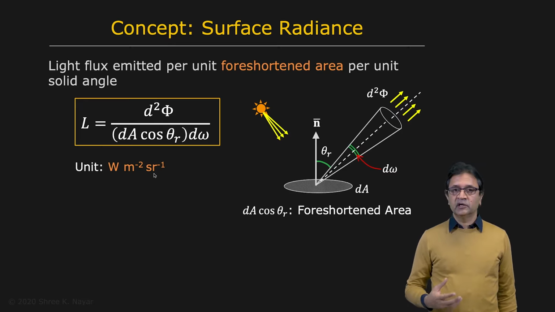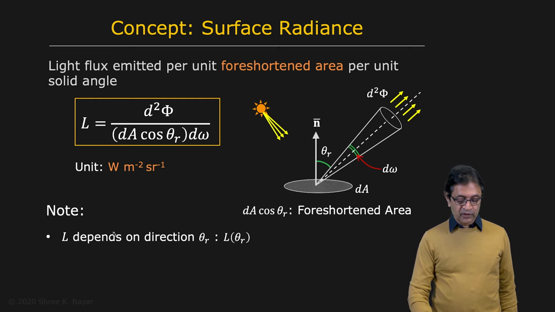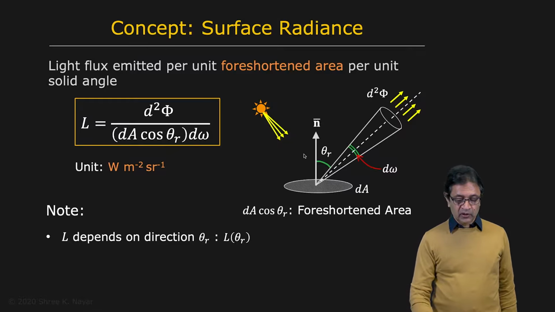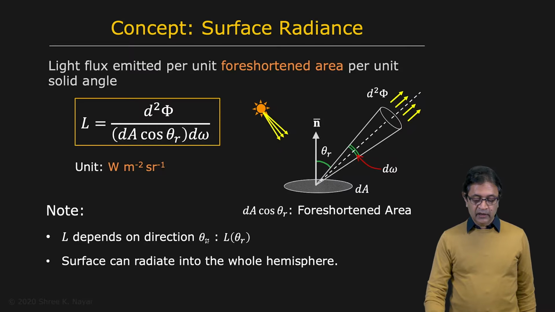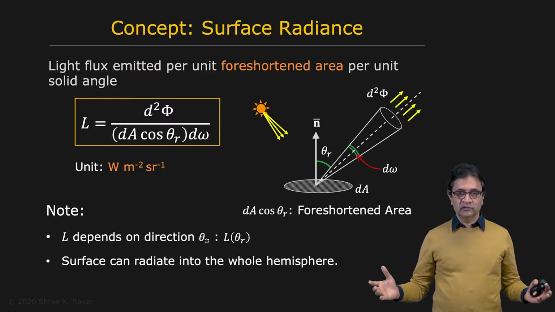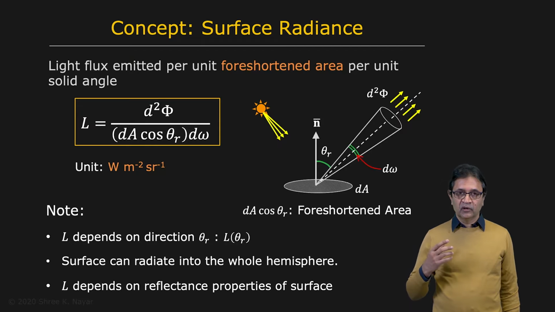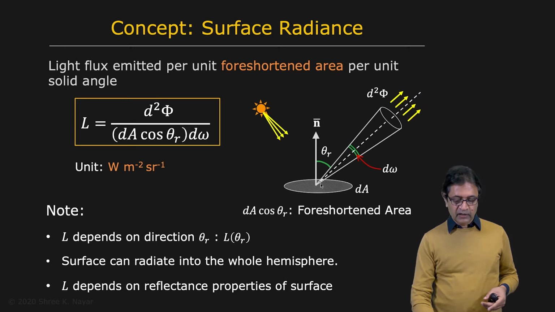So this radiance is a very important quantity, and it has the following properties, which is that the radiance depends on the direction that you're looking at the surface from. That's theta r right here. Depends on theta r. And the surface, of course, can radiate in all directions. And then finally, the radiance depends on the reflectance properties of the surface, that is, the material properties. The ability of the surface to take light from the light source from this direction and scatter it or reflect it in the direction of observation.